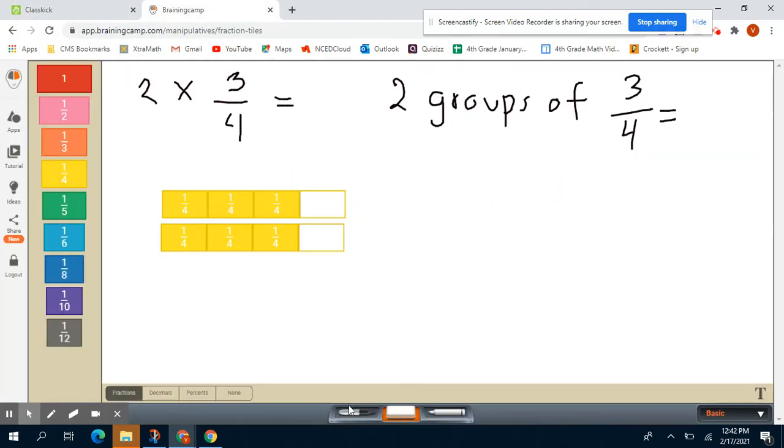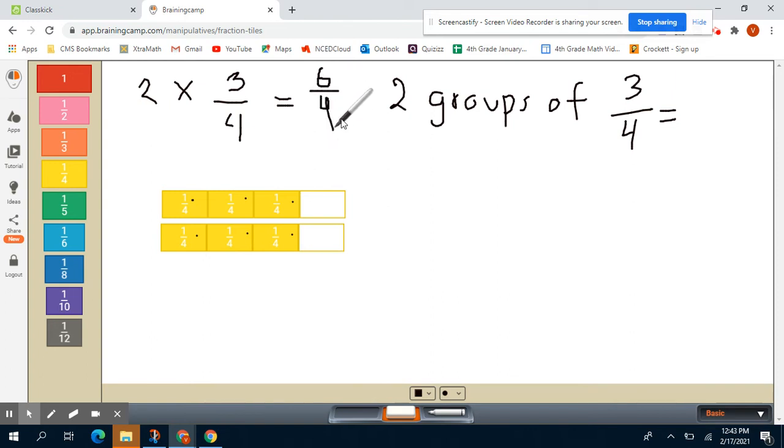So my unit fractions are all the fractions that have a 1 as a numerator, as the top number. So here's 1/4, 2/4, 3/4, 4/4, 5/4, 6/4. So I know that 2 groups of 3/4 is the same thing as 6/4.